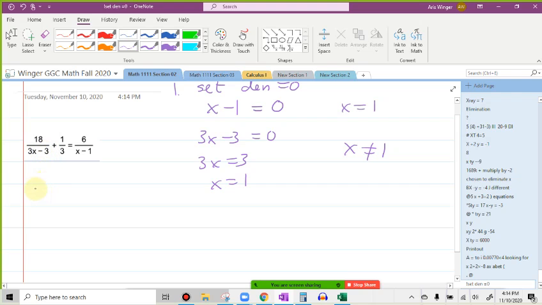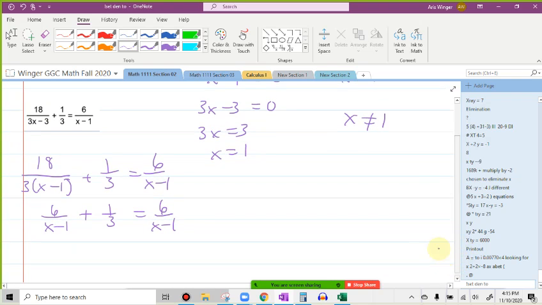When we do this one, we get to factor out a little bit. 18 over 3 times x minus 3. You can factor out a 3 in the denominator, plus 1/3 equals 6 over x minus 1. And so the 18 and the 3 cancel. So you've got 6 over x minus 1 plus 1/3 equals 6 over x minus 1. And of course, that is impossible. Right? So if we subtract 6 over x minus 1 from both sides, you get that 1/3 is equal to 0. And that means no solution.